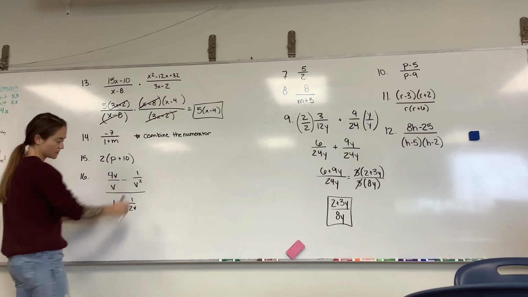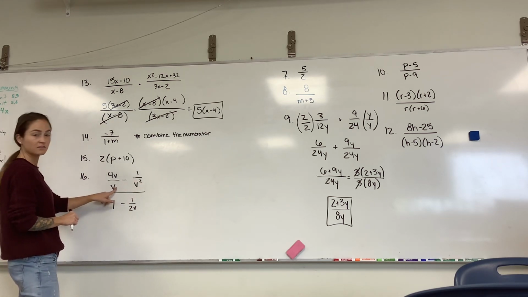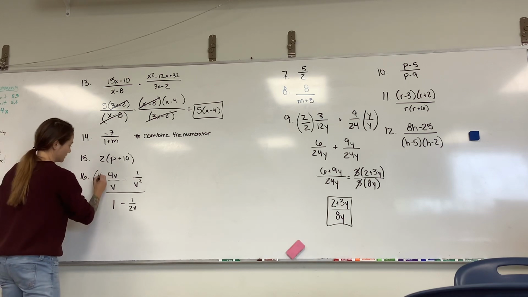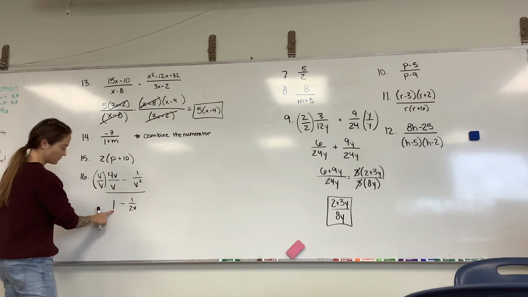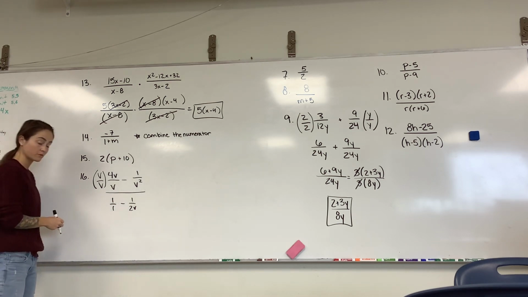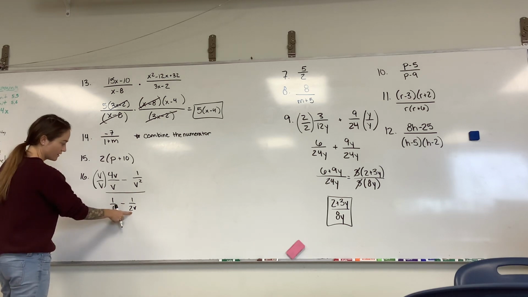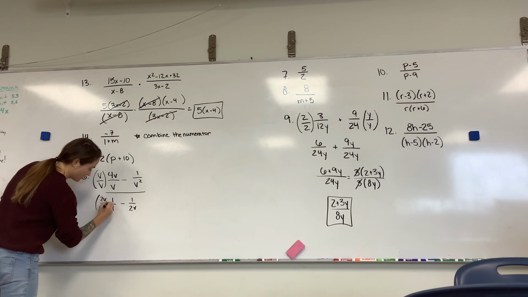So if I look at just the top for now, the denominator here is a v squared, which means that this is missing a v. So I'll do v over v. If I look at this, 1 is the same thing as 1 over 1. It's missing a 2v, so I'll have to multiply that term by a 2v over 2v.